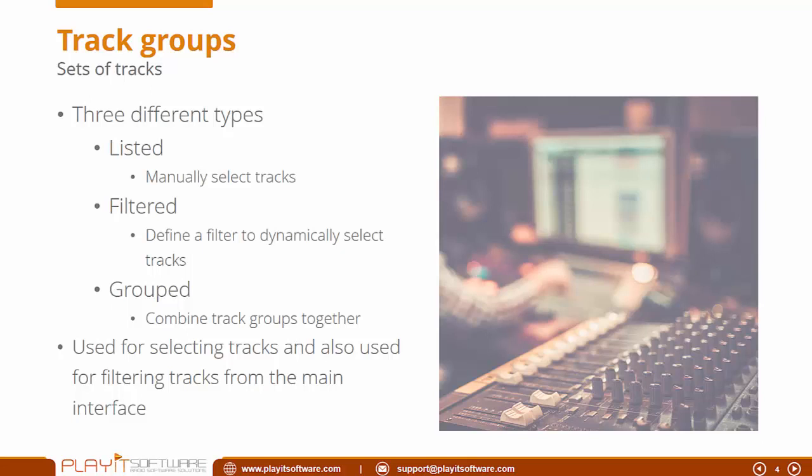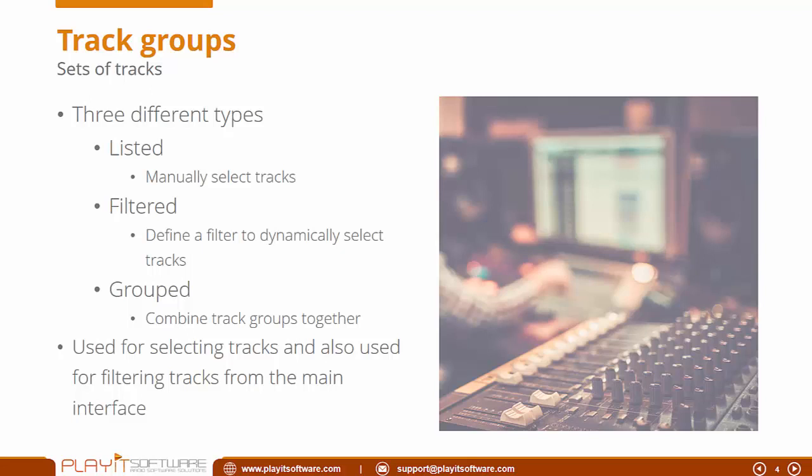And grouped track groups allow you to combine multiple track groups. For example, if you have 3 track groups, A-list, B-list, and C-list, you could create a track group called all playlists and select A-list, B-list, and C-list and group them together.